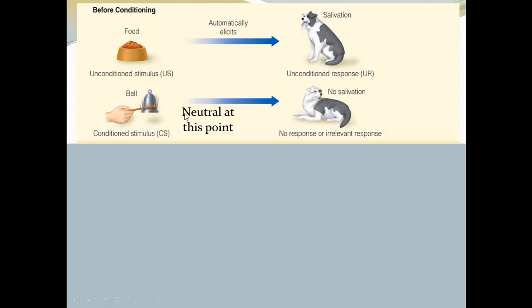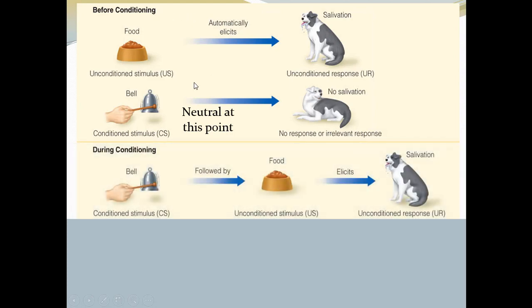Okay. So before conditioning, we have an unconditioned stimulus that automatically elicits an unconditioned response. These are naturally connected events. And we have a bell that is neutral, in other words, it's neutral because it doesn't elicit salivation before conditioning. Now, during conditioning, we're going to ring that bell. This is the part where that neutral stimulus is going to become the conditioned stimulus. So we're going to ring the bell. We're going to present the food, that's the unconditioned stimulus, and we know that the presentation of this automatically elicits the unconditioned response of salivation.